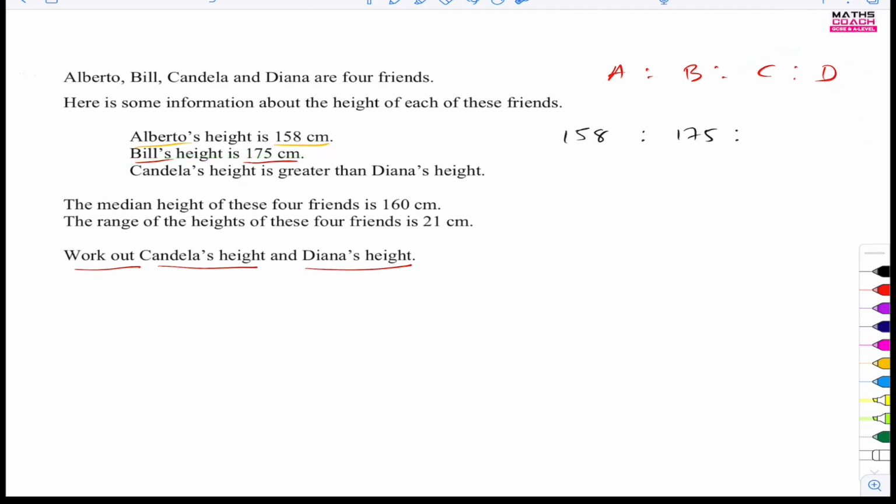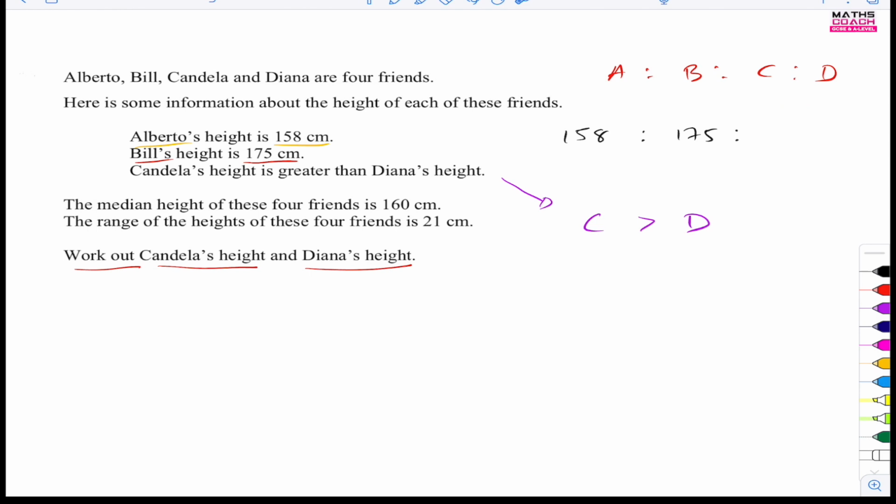It says Candela's height is greater than Diana's height. Now, what can I do with that information? I can write this down. C is greater than D. So Candela's height is greater than Diana's height. C is greater than D. So that means C will be over here if I need to put this in order, and D will be somewhere over here. But also, these may also be affected, right? We don't know that. But for now, C is greater than D. Now, let's continue reading.